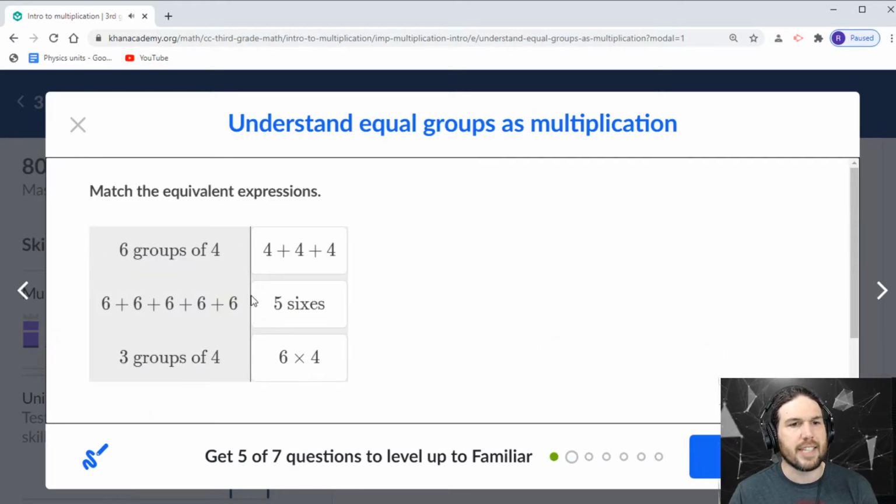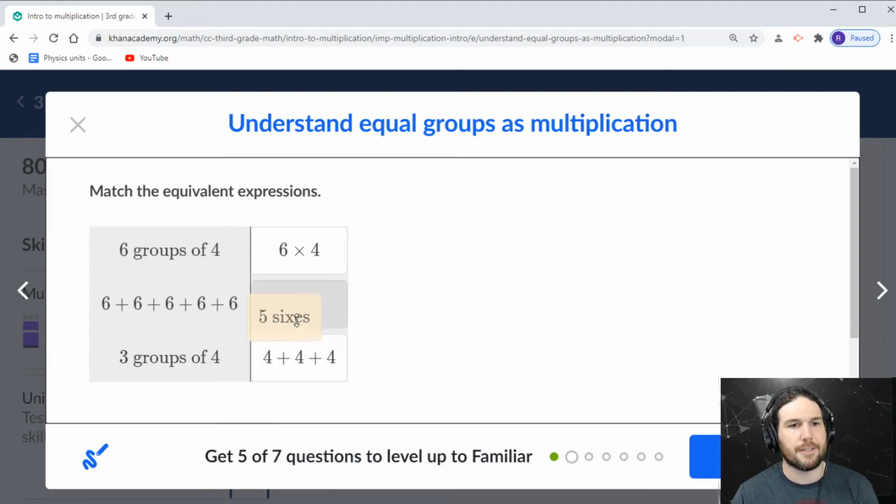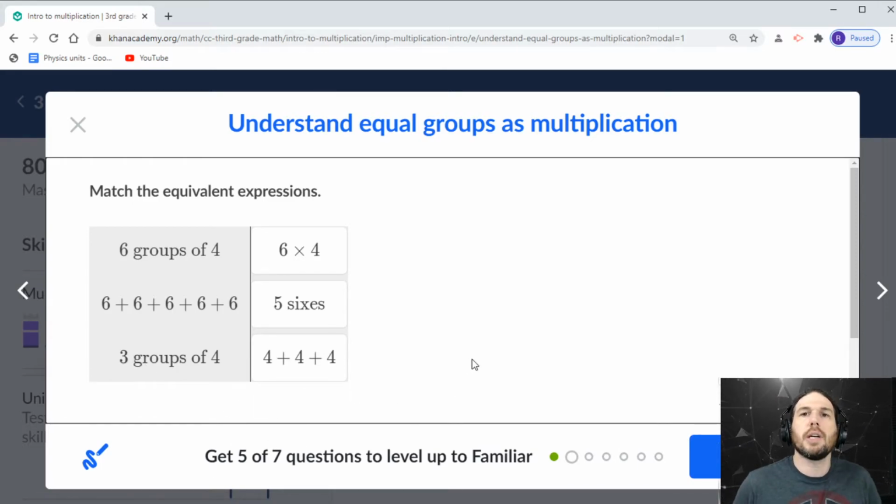All right, so if I have 6 groups of 4, that's 6 times 4. If I have 5 sixes, 1, 2, 3, 4, 5, yeah, that's 5 sixes. And then 3 groups of 4 is 4 plus 4 plus 4. This is just establishing familiarity with different ways that you can represent multiplication. It is just adding the same thing over and over again, right? If I multiply 3 times 4, that is 4 plus 4 plus 4. It's the same thing.